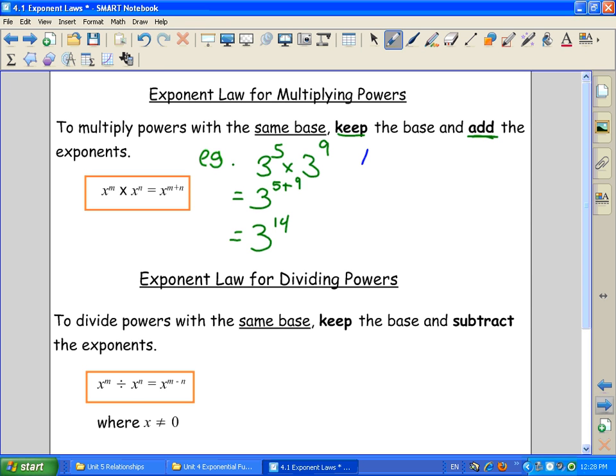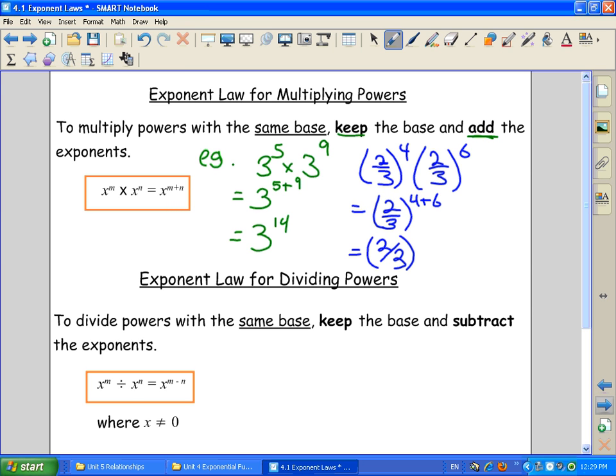Second example, let's have a fraction for a base. So 2/3, all raised to the power of 4, times 2/3, all raised to the power of 6. Again, our base in this case is 2/3, and we're going to raise it to the 4 plus 6. So simplified, it equals 2/3, all raised to the exponent of 10.